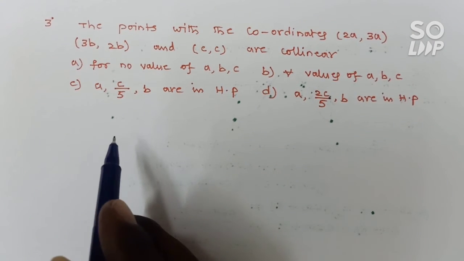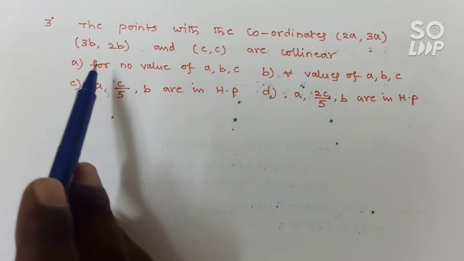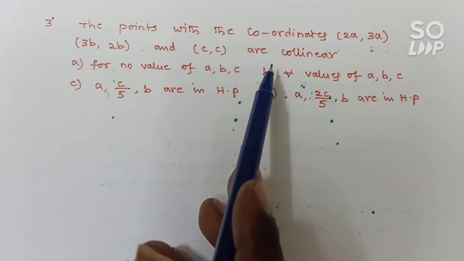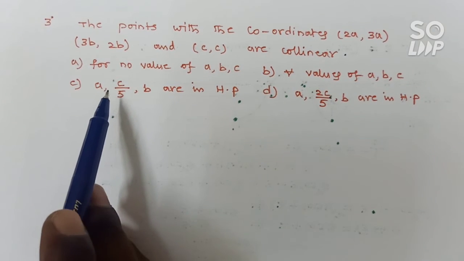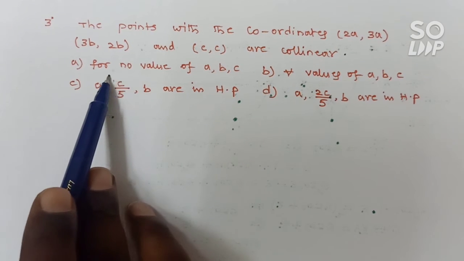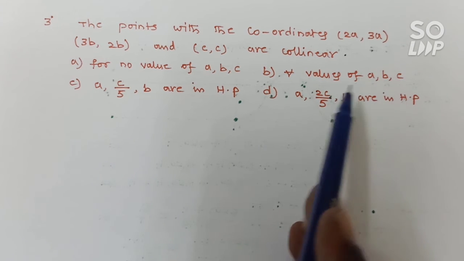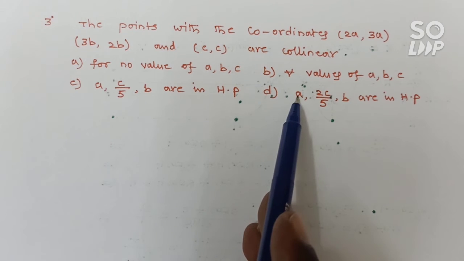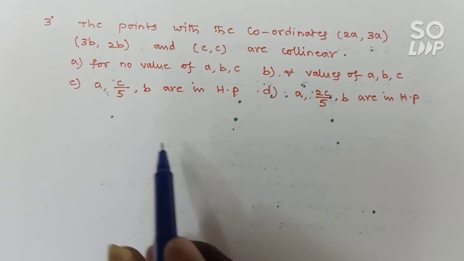Here the points with the coordinates 2a comma 3a, 3b comma 2b and c comma c are collinear. So which option will be satisfied? For no value of a, b, c; for all values of a, b, c; a comma c by 5 comma b are in HP; a comma 2c by 5 comma b are in HP. Now we will see this one.